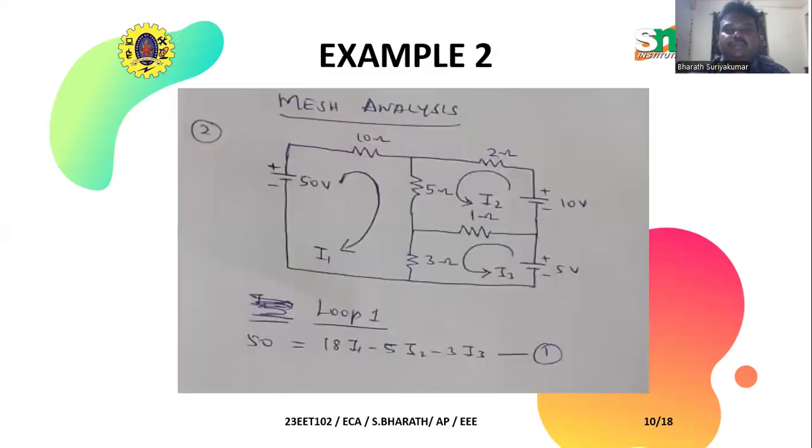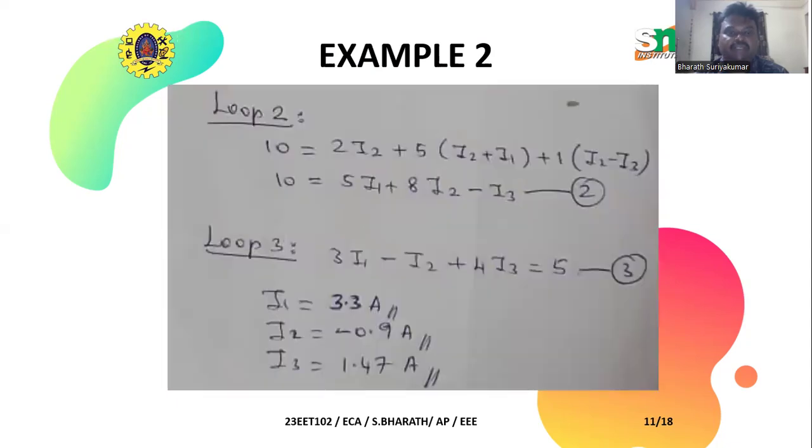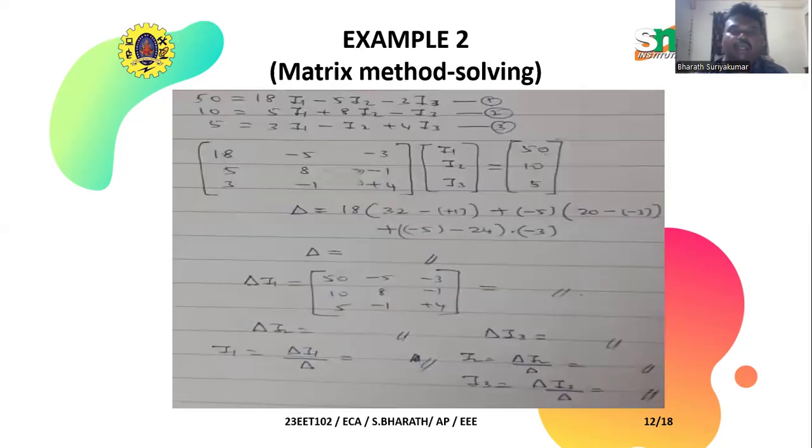A similar mesh analysis problem is shown over here. Here also we have three equations, that is three loops. The number of equations is decided by the number of loops. So here we can take three closed paths, that is three loops, and three expressions. For loop 1, there is a voltage source: 50 equals 10 into I1 plus 5 into (I1 minus I2) plus 3 into (I1 minus I3), which gives one expression. Loop 2 has an expression, and loop 3 has an expression. Adding all these terms, we get the current values.